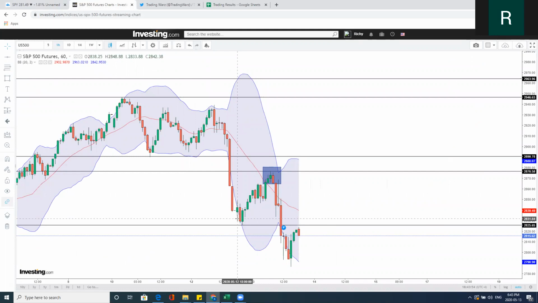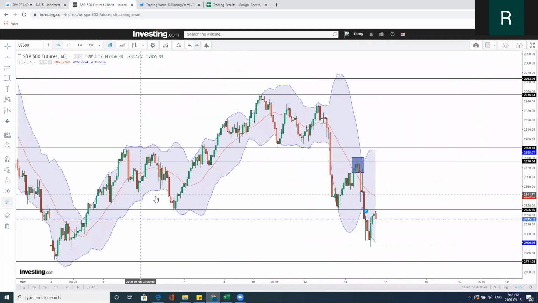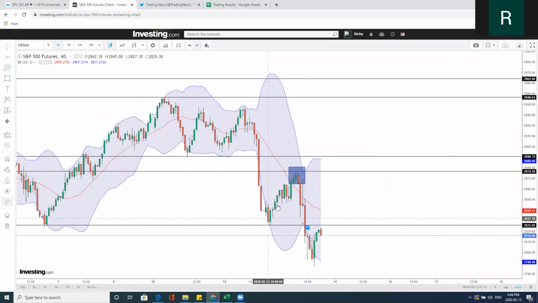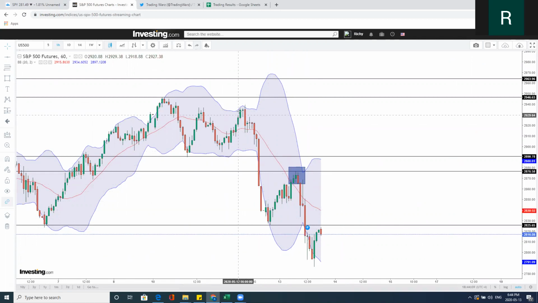So coming into the open, we had actually touched this major level of support and we were starting to pull back into the mid-Bollinger Band. And if we look to the left of this action, what do we see? We see a big impulsive move down. And this is the secret to playing the direction today.